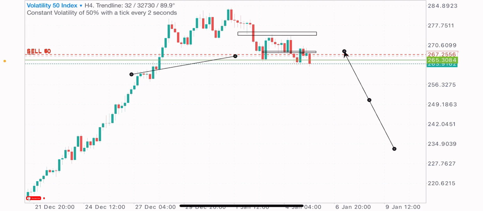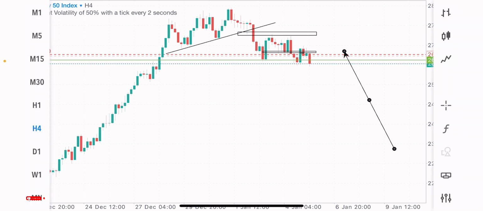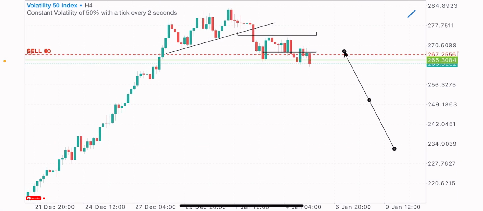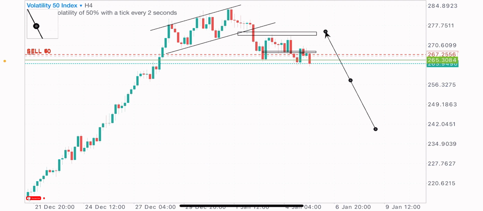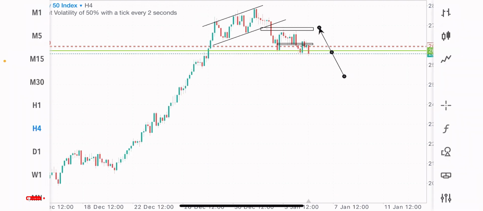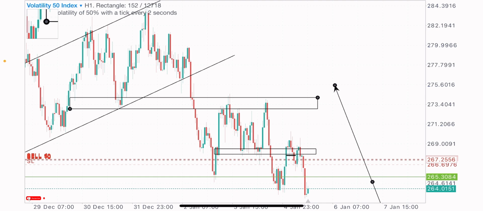I took note of this market formation. I knew that the bears were coming into the market, so I had to still wait patiently for more confirmations to take the sells on this index. So after identifying this market structure, I mapped out our zones on a lower time frame.